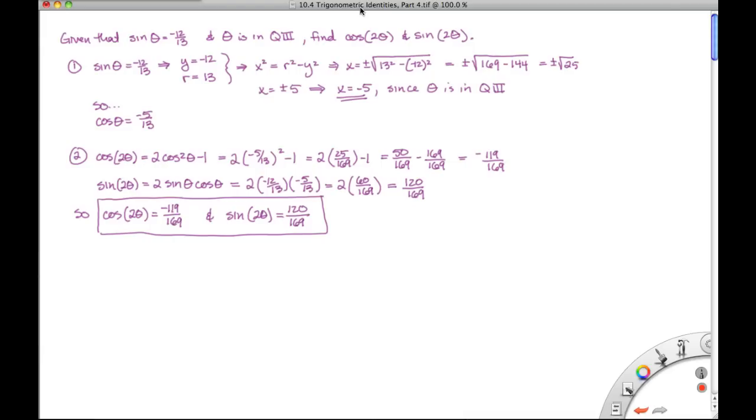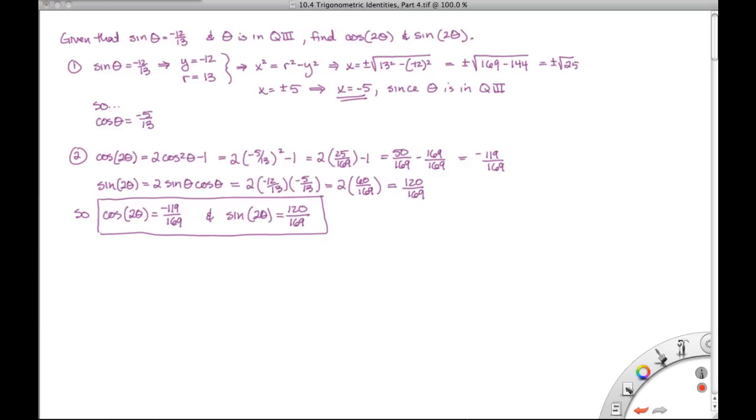Okay, so we've got the solution for the problem that was at the end of the last video here. The answers are boxed in at the bottom there, so if you got them, great. But if you're in any trouble, got the work set out there. The key here was, again, finding the sine and the cosine of theta, and then using those two values to find the sine and the cosine of 2 theta.